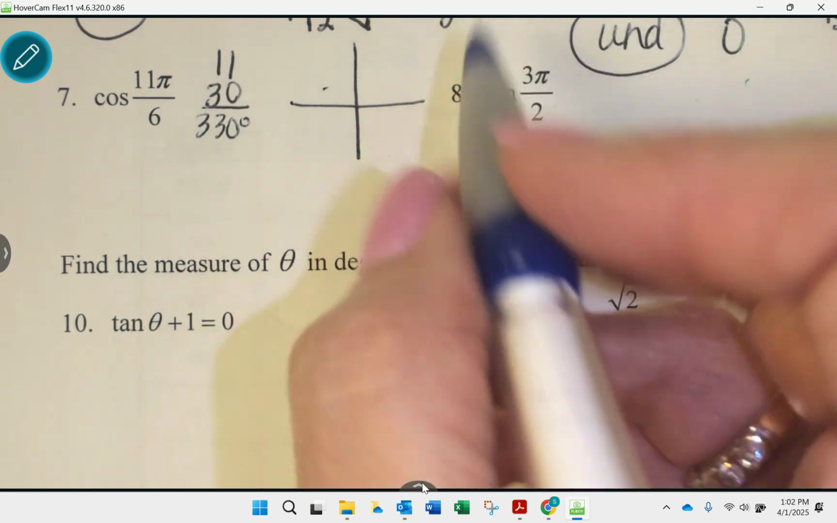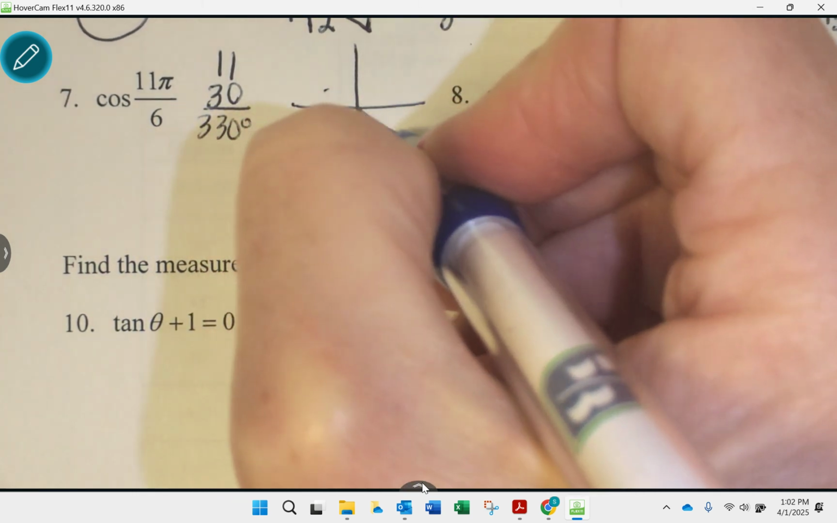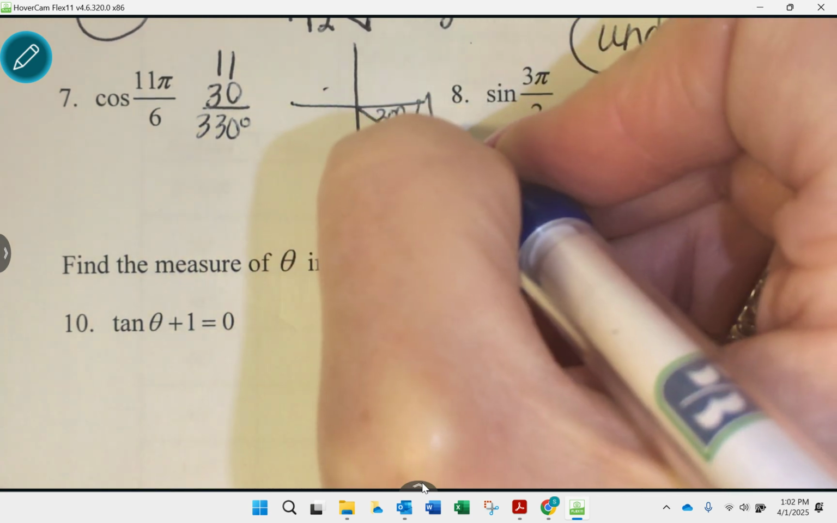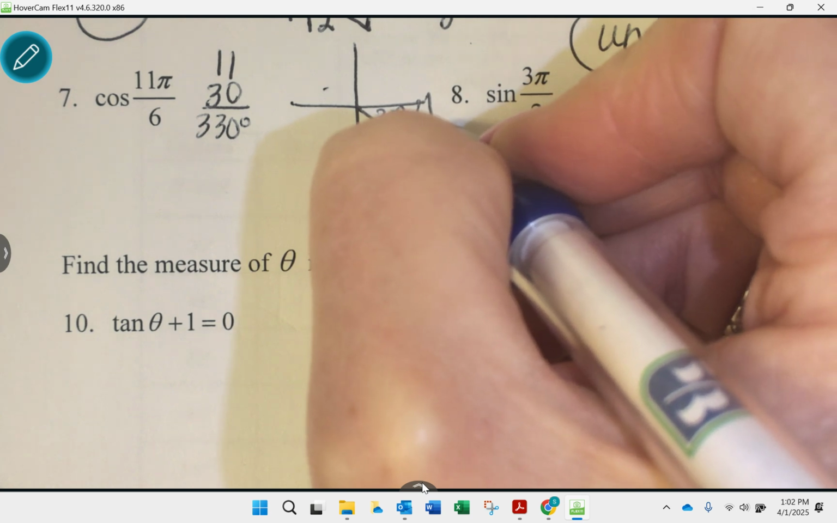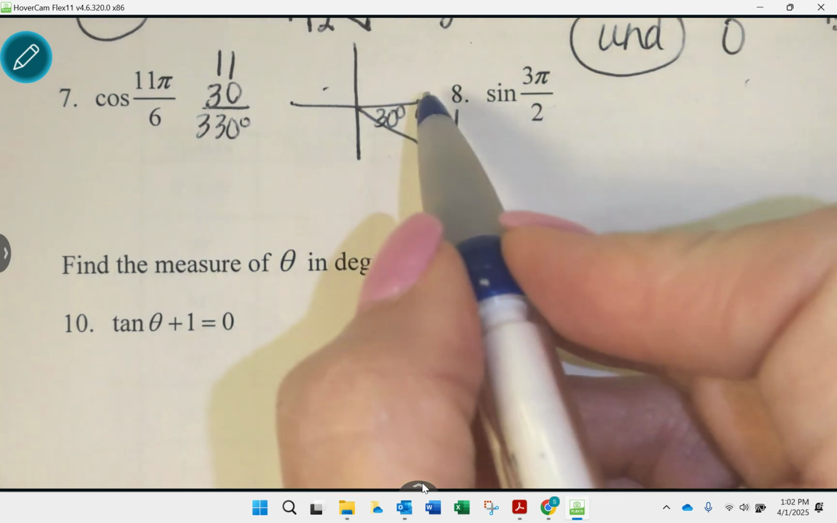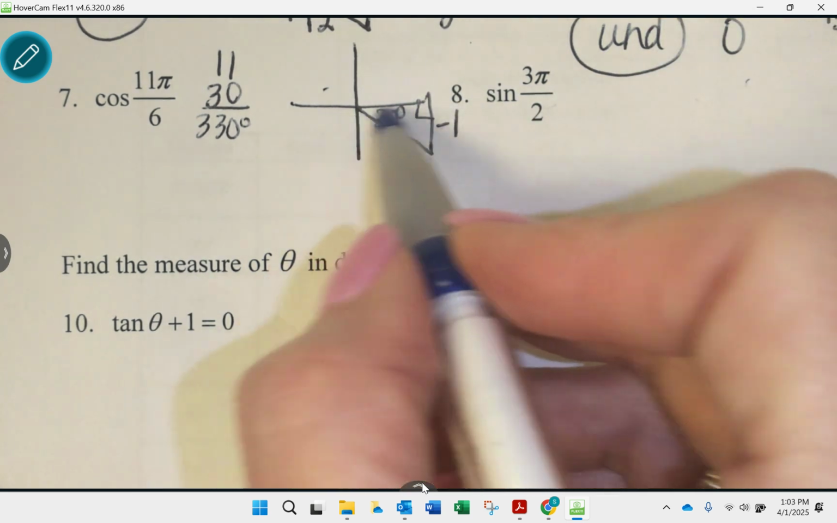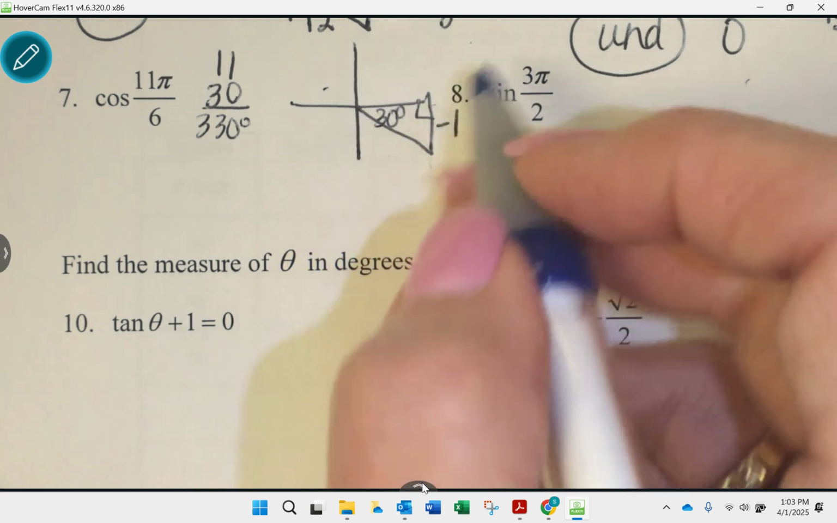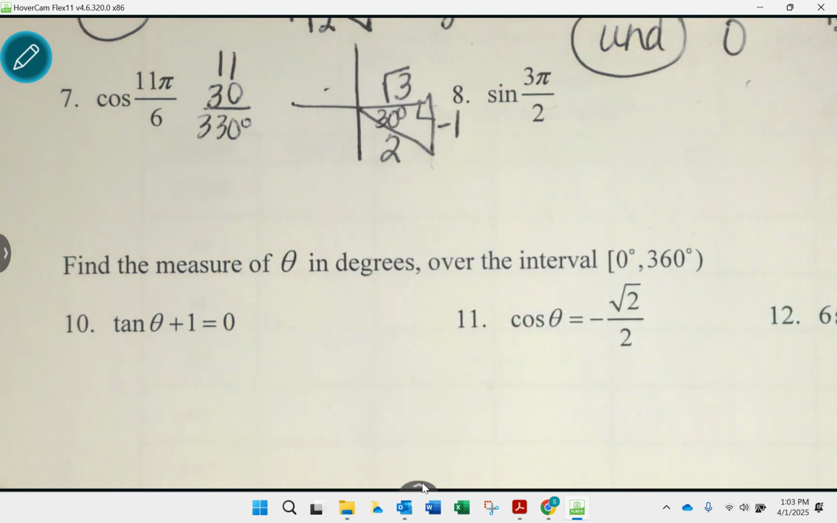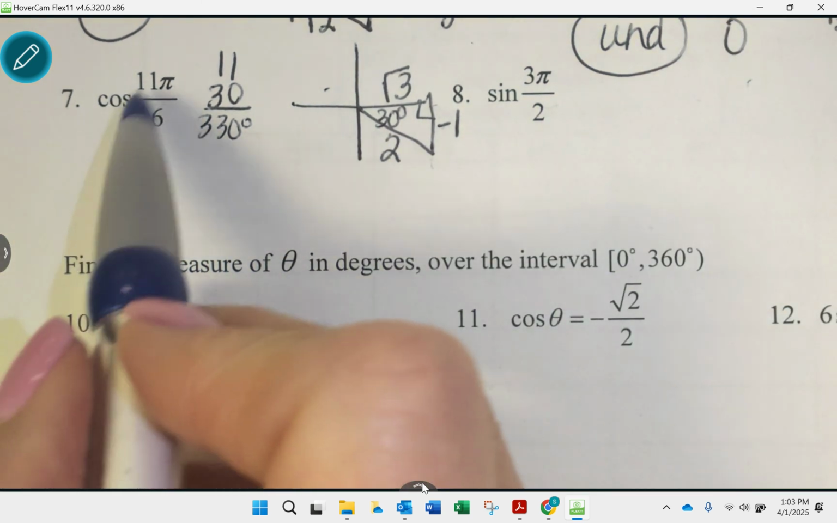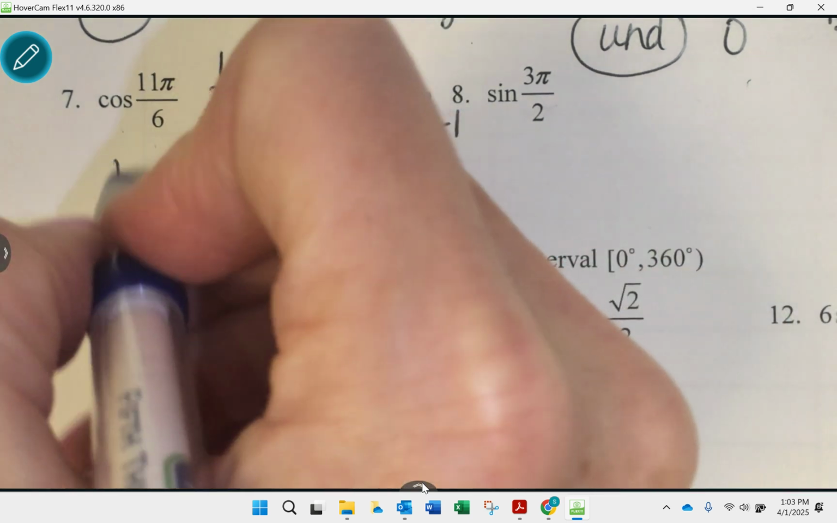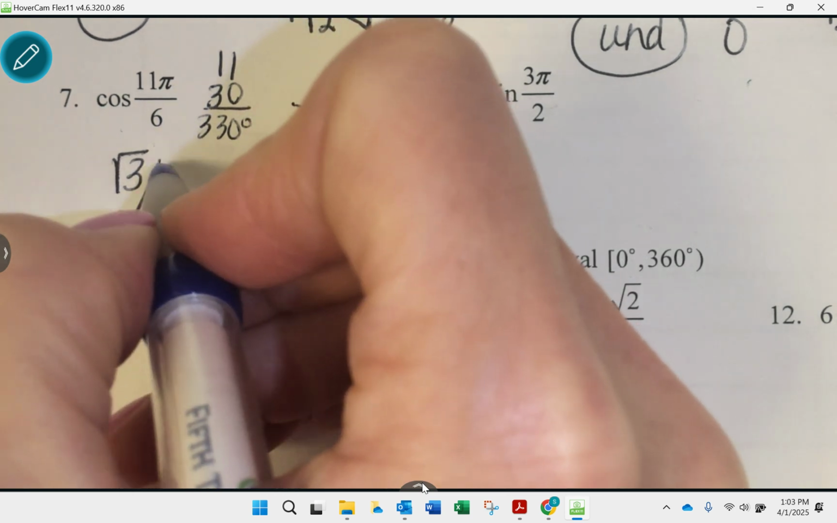Which quadrant are we going to go to? Fourth. What's the reference angle? 30. Is this going to be a positive or negative on the 30? That's a -1 there, guys, because it's going down in the y direction. Is the x going to be positive or negative? Positive. Is the r going to be positive or negative? Positive. It's always positive. To find the cosine of 11 pi over 6, I have to do x over r. So it's going to be radical 3 over 2.